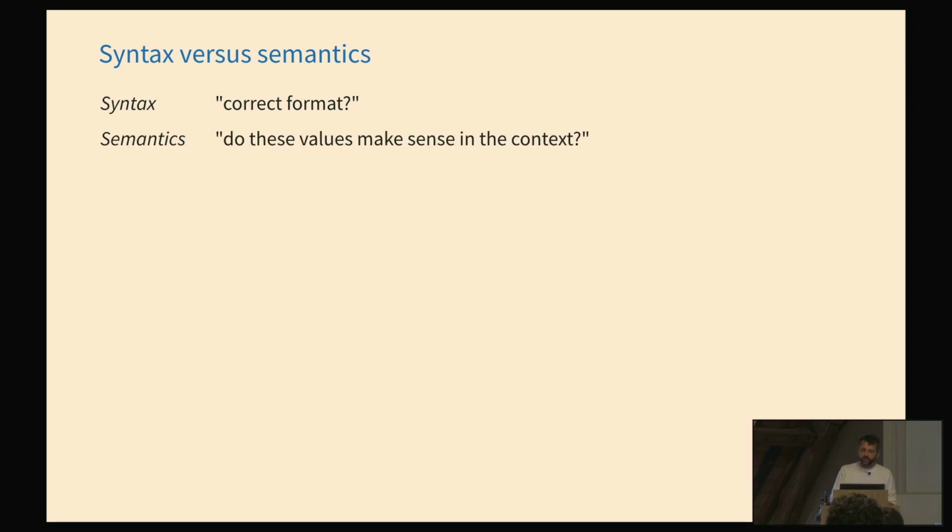We have different things that we have to look at when thinking about input validation. So first, syntax. Is this in the correct format? If it's supposed to be a date, does it look like a date, or does it look like a large blob of random gibberish? Then semantics: does this value make sense in the context? I'll show you an example in just a second. But is this a sensible value in our application?